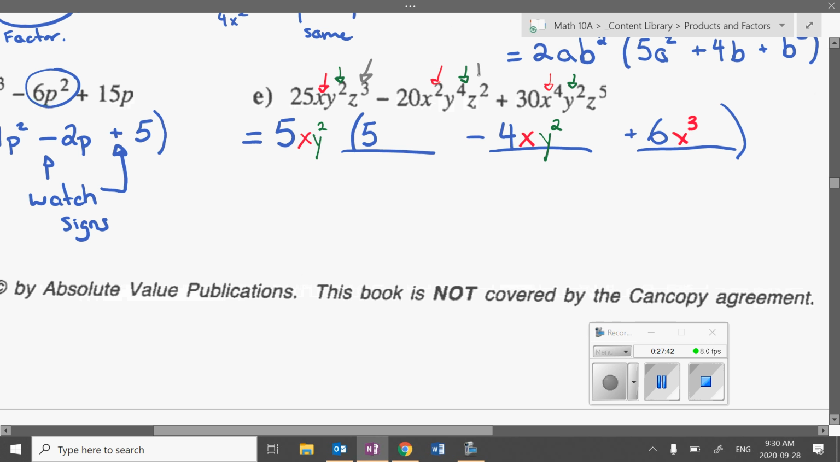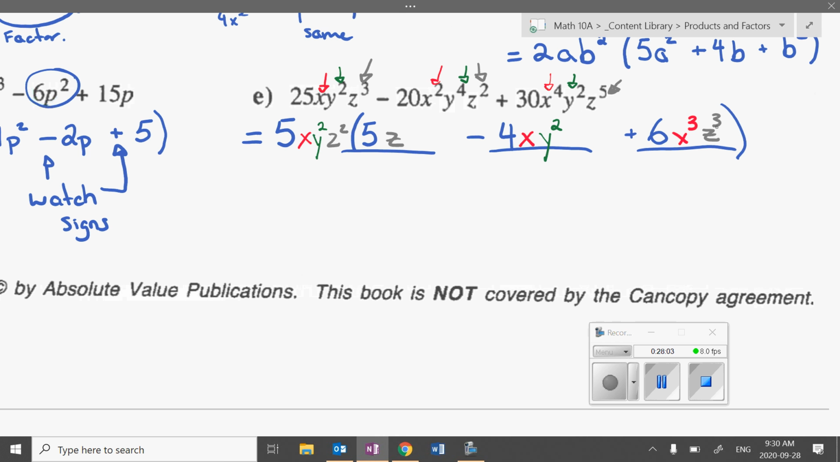Z's: 3, 2, and 5. So 2 z's are common. First term, I'm left with a solo z. Second term, factor them both out. Last term, I still have 3. So you could break it down doing it like that as well. Lots of ways to do these ones, lots of different ways to think about it.